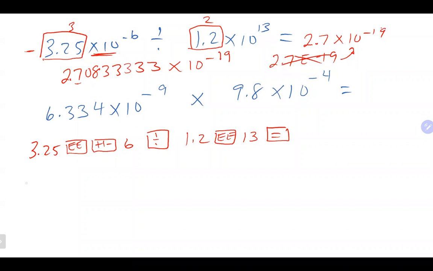Second one, same deal. You're going to basically go 6.334. You're going to do your exponent button. You're going to do your negative button. And you're going to do a 9. In this case, we're going to multiply.